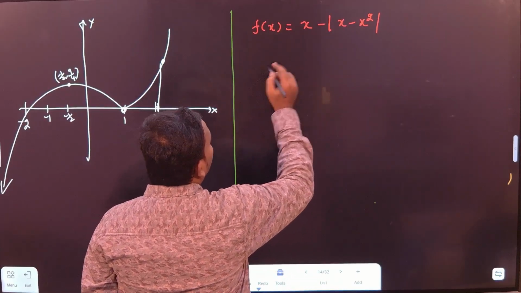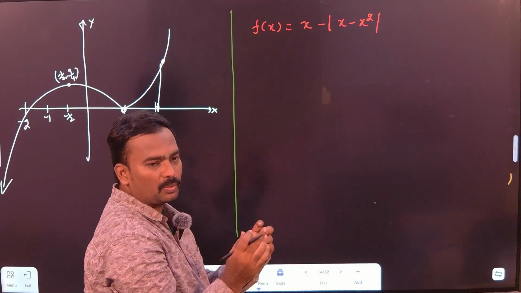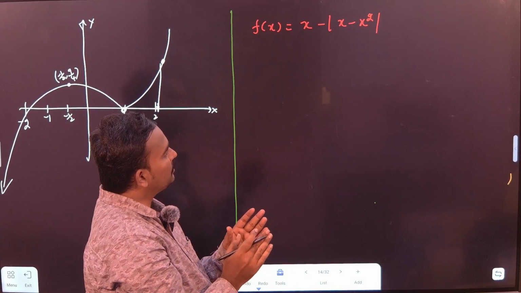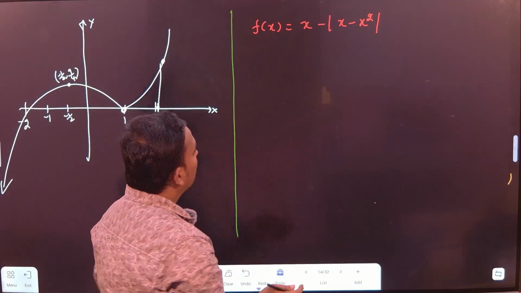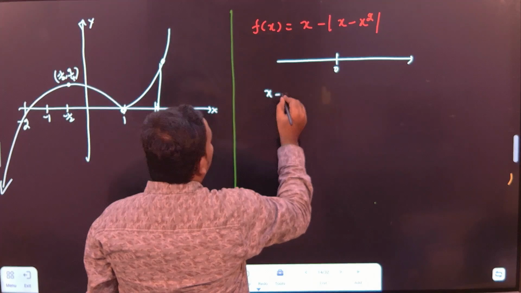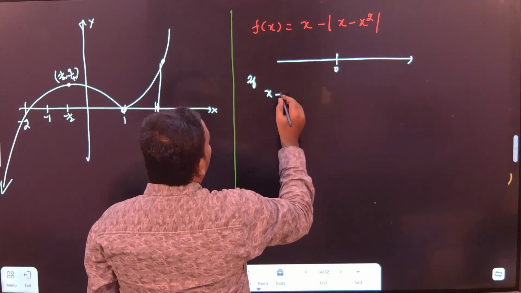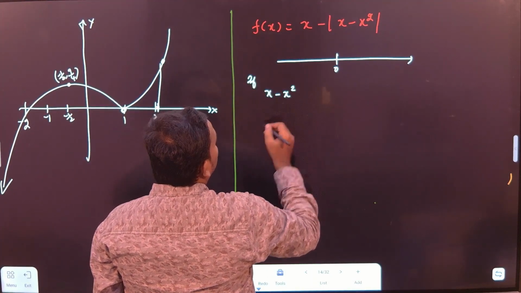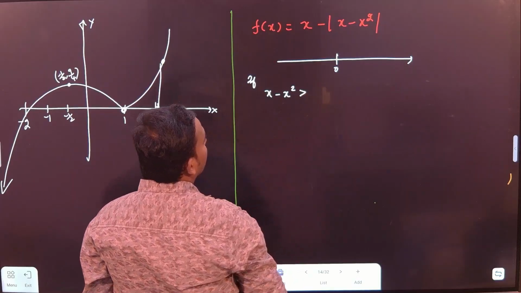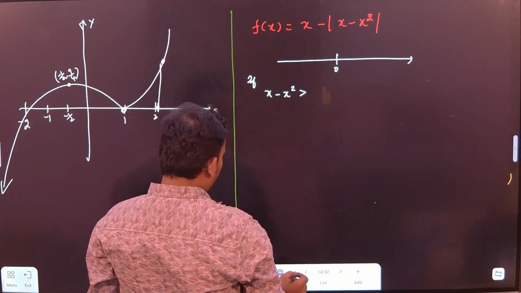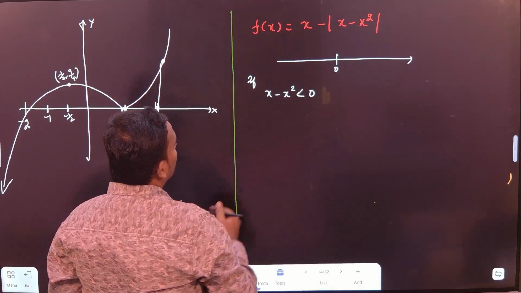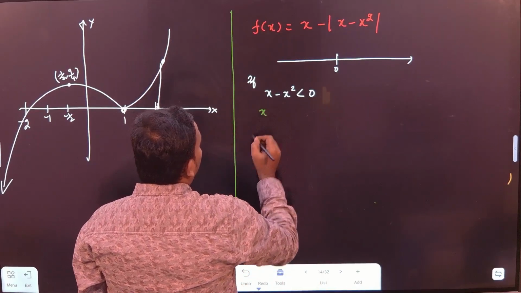You can see the breaking point, x minus x square equal to 0, right? You have to check less than 0 or more than 0. So the breaking point is at 0. So x minus x square, suppose greater than or equal to, so less than 0 first you can check. Then what are the possibilities here?